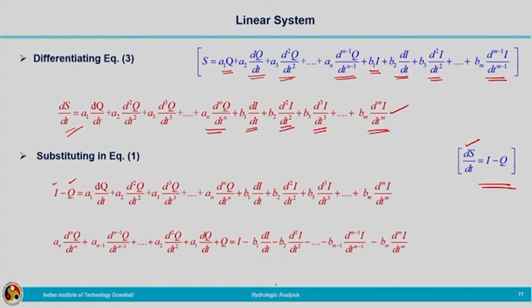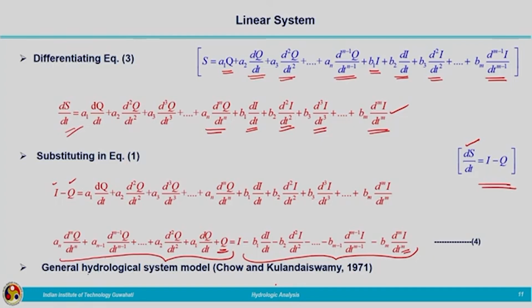That way, in rearranging the equation, we have taken all the q terms to the left hand side and all the I terms to the right hand side. So, you can get an equation: an d^n q by dt^n plus a(n-1) d^(n-1) q by dt^(n-1) up to q, and on the right hand side I minus b1 di by dt up to minus bm d^m I by dt^m. Let this equation be equation number 4. This is the general hydrological system model.